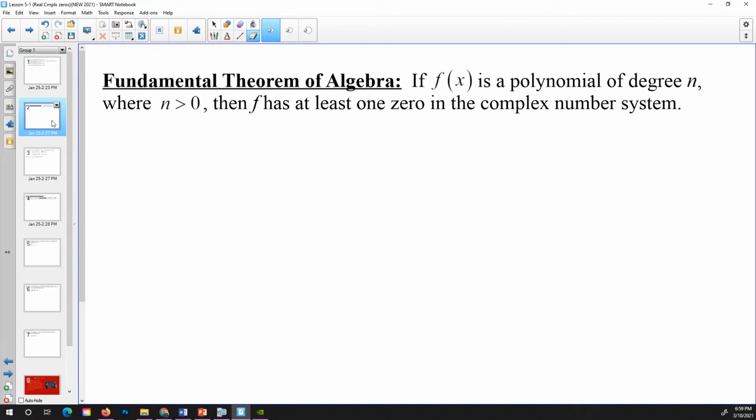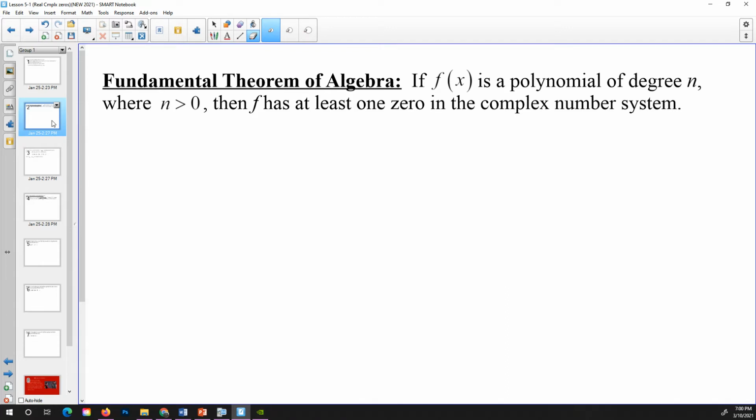First, the fundamental theorem of algebra. If f of x is a polynomial of degree n, where n is greater than 0, then f has at least one zero in the complex number system. So if you have a polynomial, it has to have at least one zero in the complex number system.